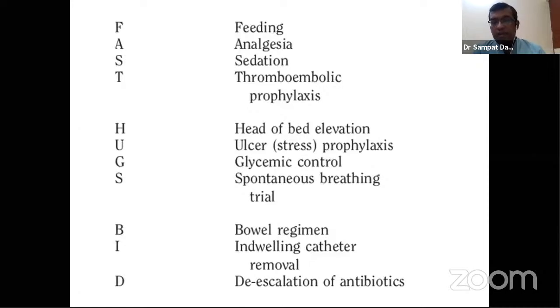Sugar control in diabetics is a very, very important part, because you try to maintain sugar between 180 to 220. Don't have a very high sugar or very low sugar, because hypoglycemia is always a dangerous thing compared to hyperglycemia.